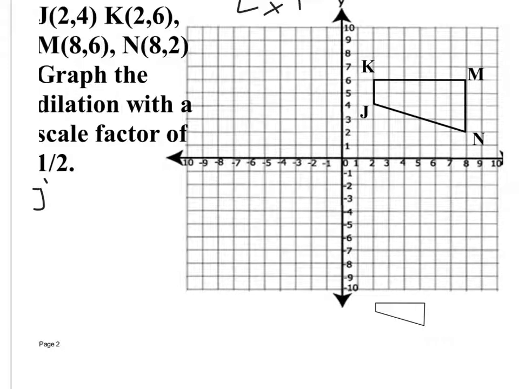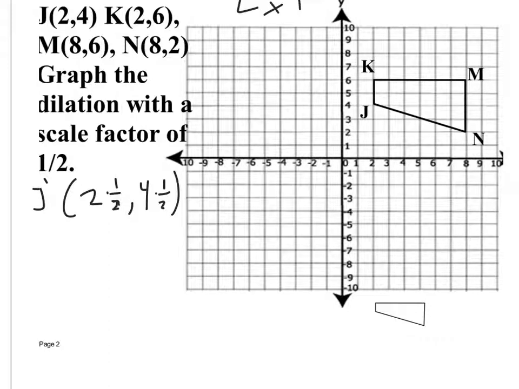Well, here's what I do. I start with the original units. The x-coordinate of J is at 2. So for J prime, the x-coordinate is going to be 2, and I times it by the scale factor. So I take 2 times 1/2. And then I take the y-coordinate of J, which is 4, and J prime is going to be 4 times 1/2.